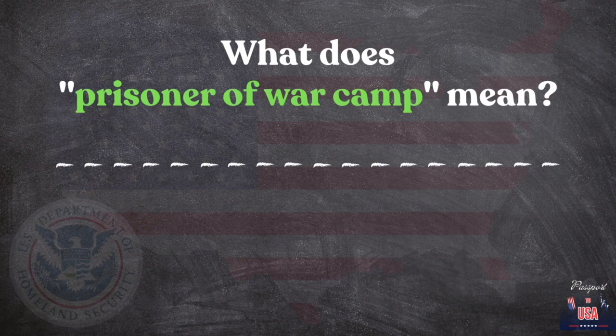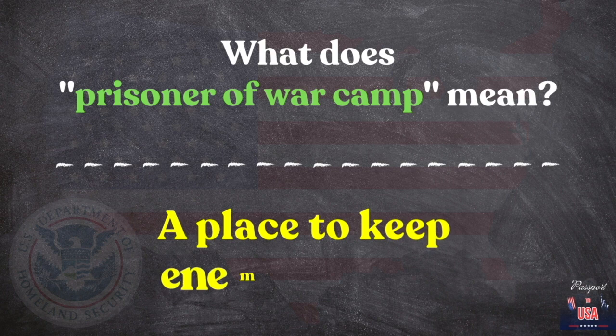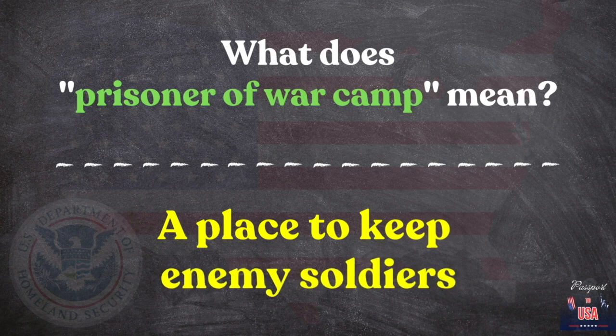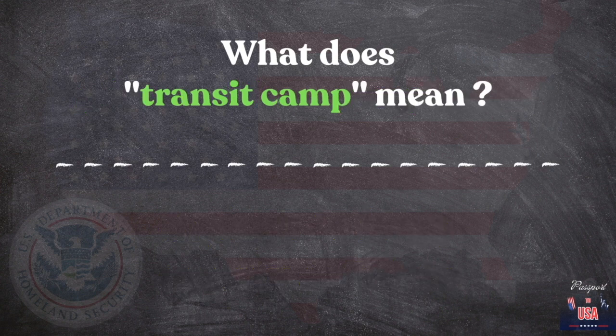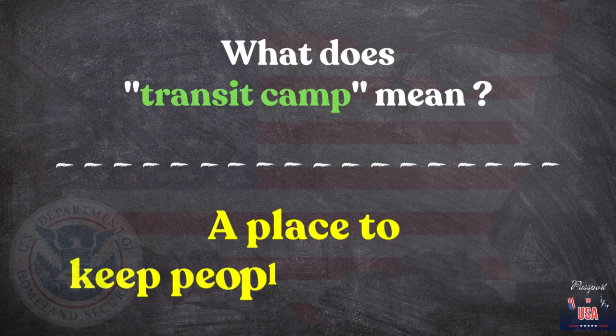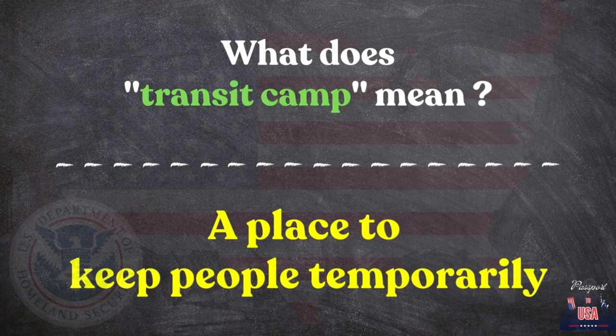What does prisoner of war camp mean? A place to keep enemy soldiers. What does transit camp mean? A place to keep people temporarily.